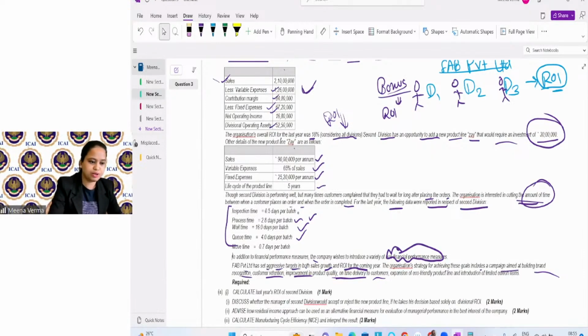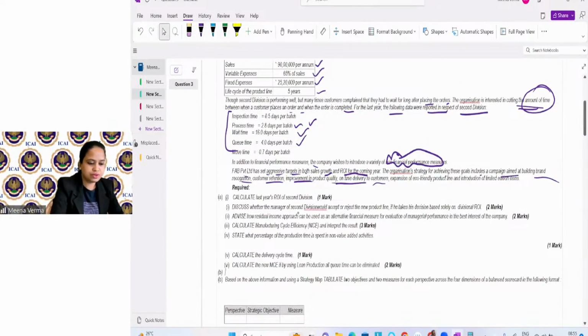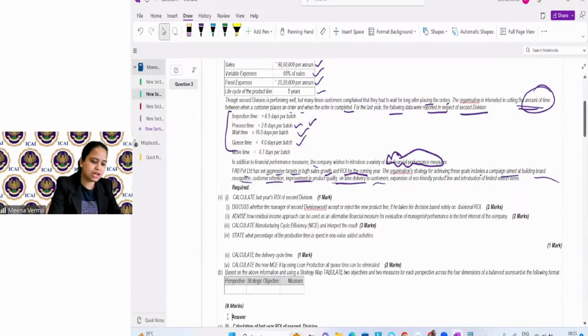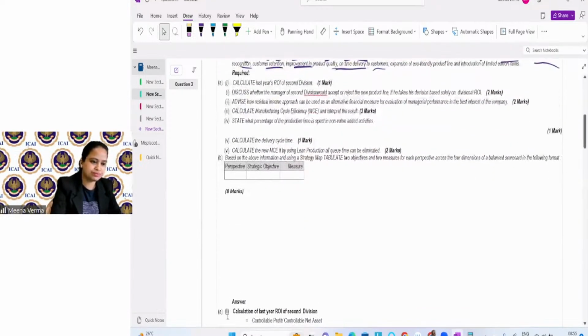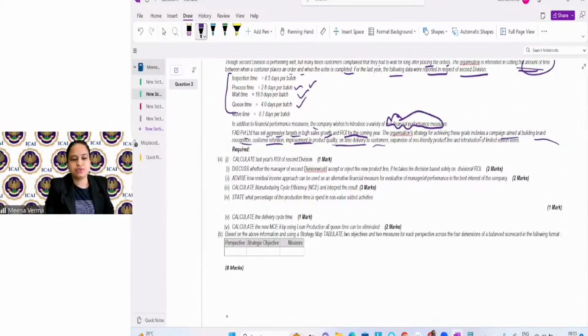you can see there are so many parts of the question. So the first question is what? The first question is to calculate the last year return on investment for the second division. This is the first question. For the second division, they are asking to find the return on investment. Okay, let's read the question completely, then we will see how to write it. So first they are asking you to find out the return on investment for the second division.